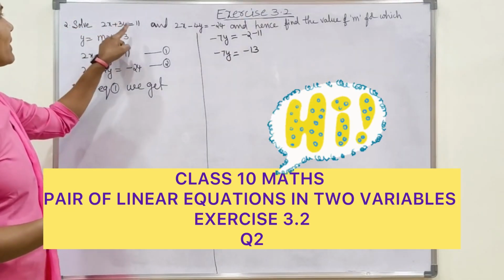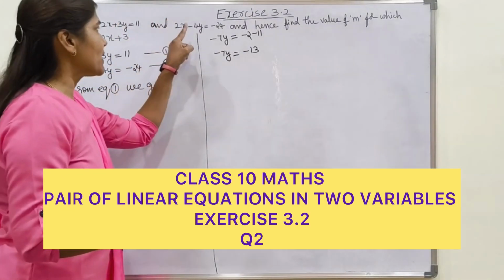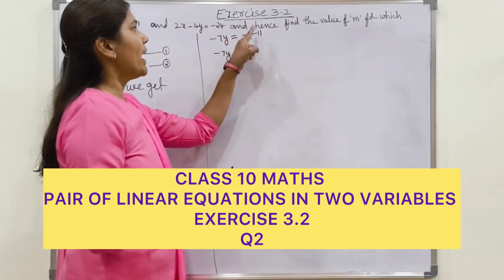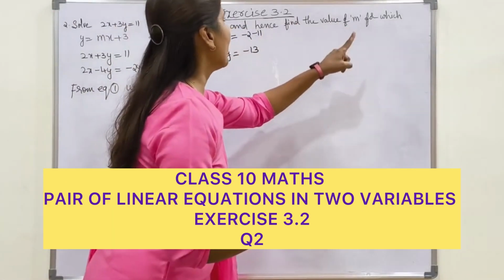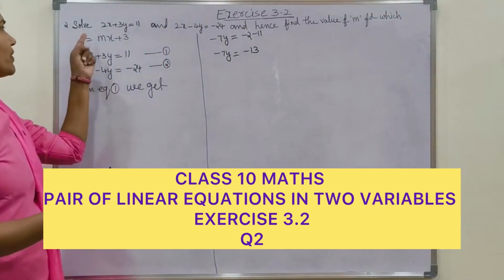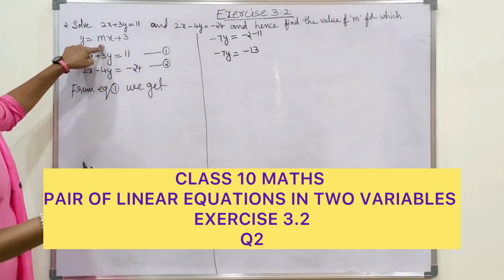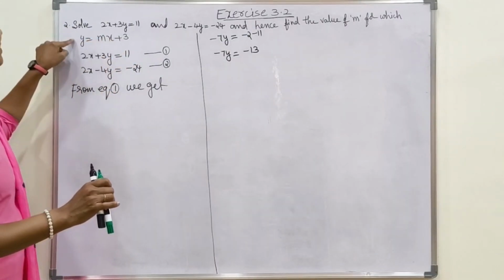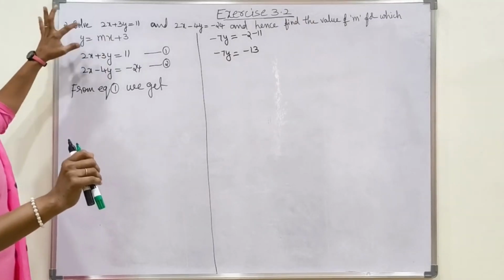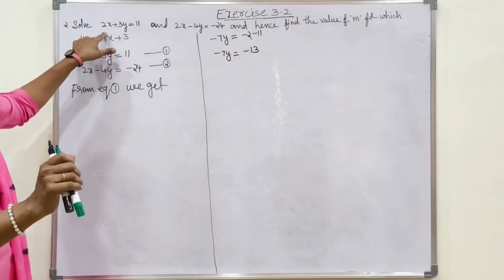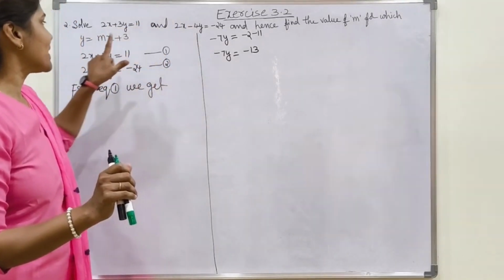Solve 2x + 3y = 11 and 2x − 4y = −24, and hence find the value of m for which the equation y = mx + 3 holds. This m value we have to find. To find m, we need the x value and the y value. What are the chances of finding them? This equation is the chance.